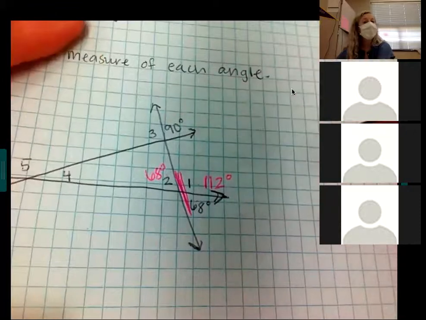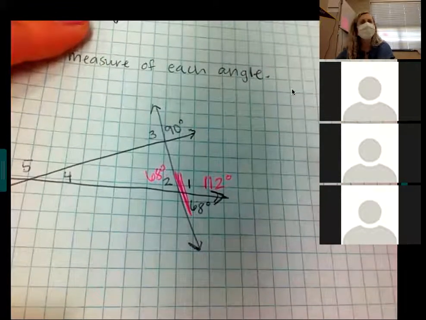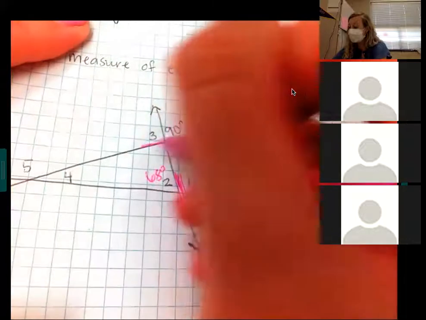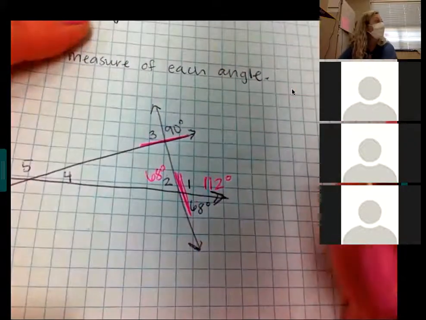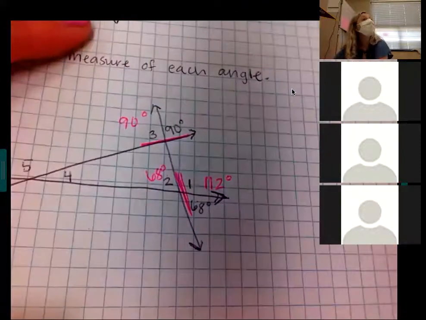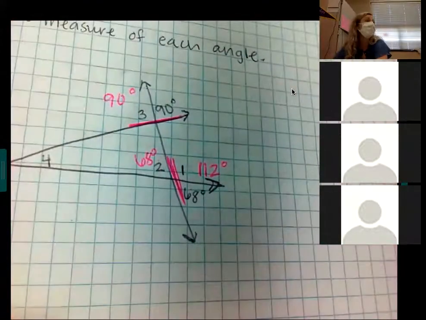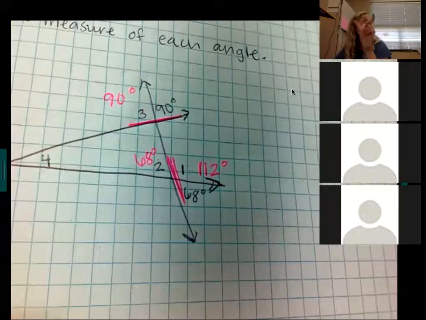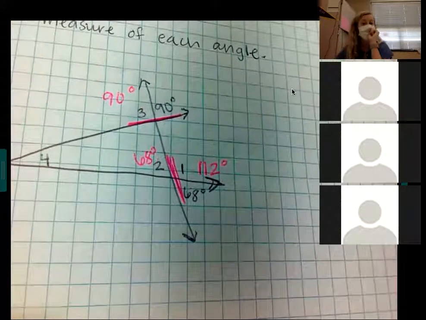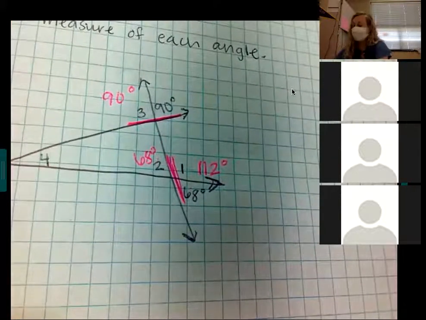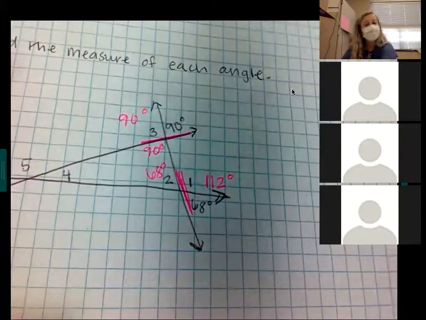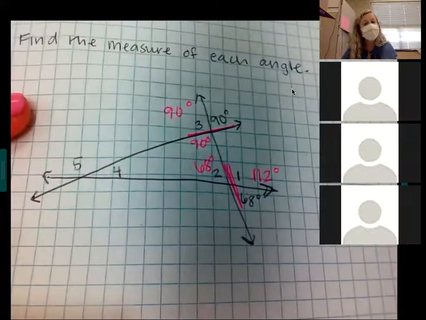But what can we mark as 90 degrees? 3, because these 2 are side by side, which means they should add to 180. What's that called? Supplementary. There's a section on your quiz where you have to find missing things and justify it, okay? All right, if 3 is 90, do y'all agree that means this angle right here is 90? Good. So then what would angle 4 be?